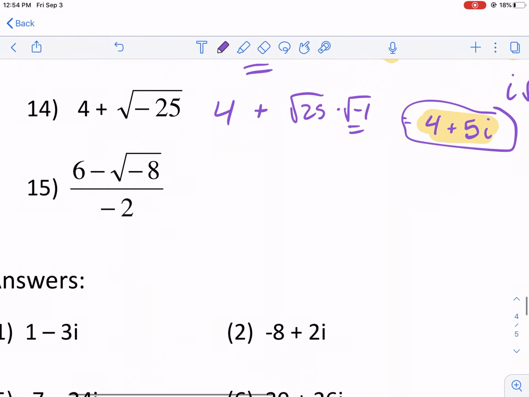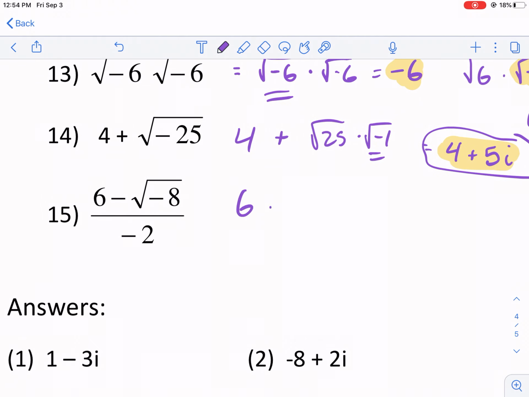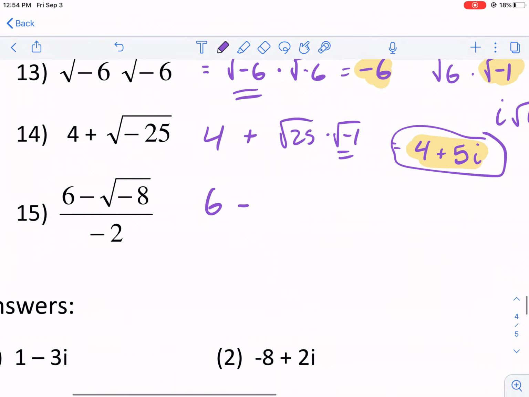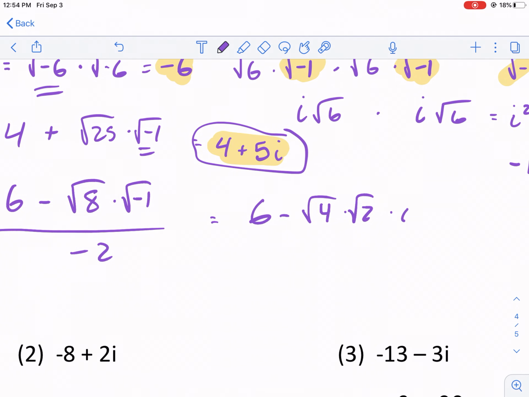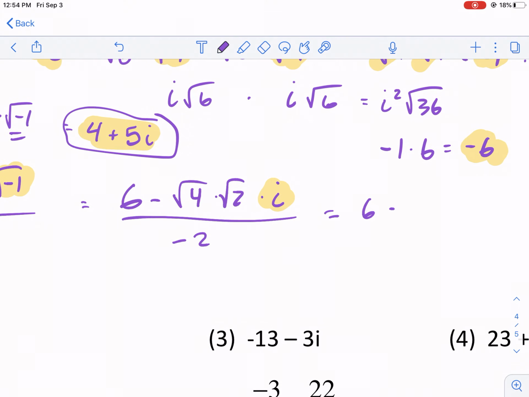Last one we're going to do today, unless you need another video, let me know. We have 6 minus, and we already know what this is equal to, but I'll do it again. We have square root of 8 times the square root of -1 all over -2. So we have 6 minus square root of 4 times square root of 2 times square root of -1. I'm going to write it as I right away. So this is I over -2. So then we have 6 minus 2I. I like to write it next to each other. There's the I, so it's not confused with the root, which is there, over -2.